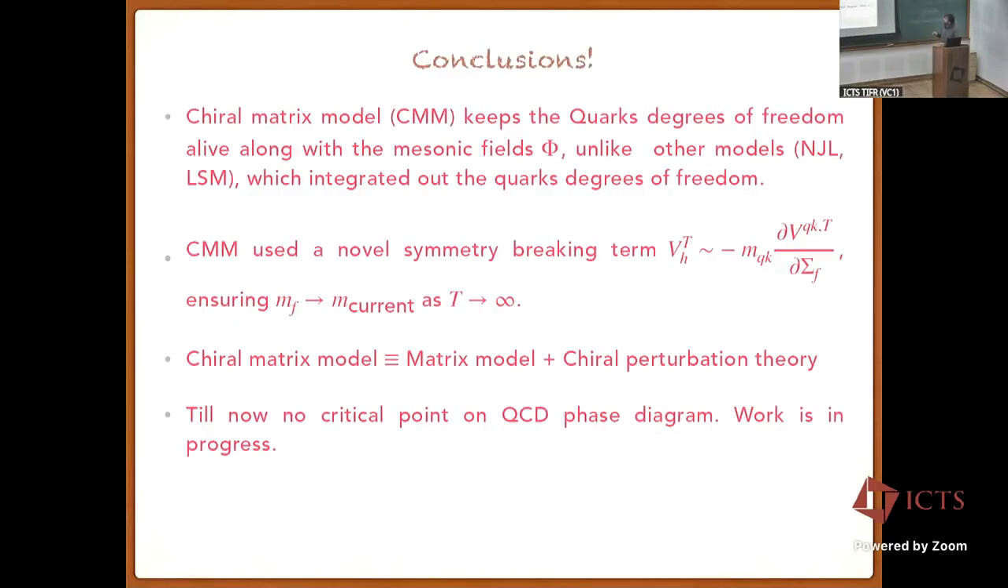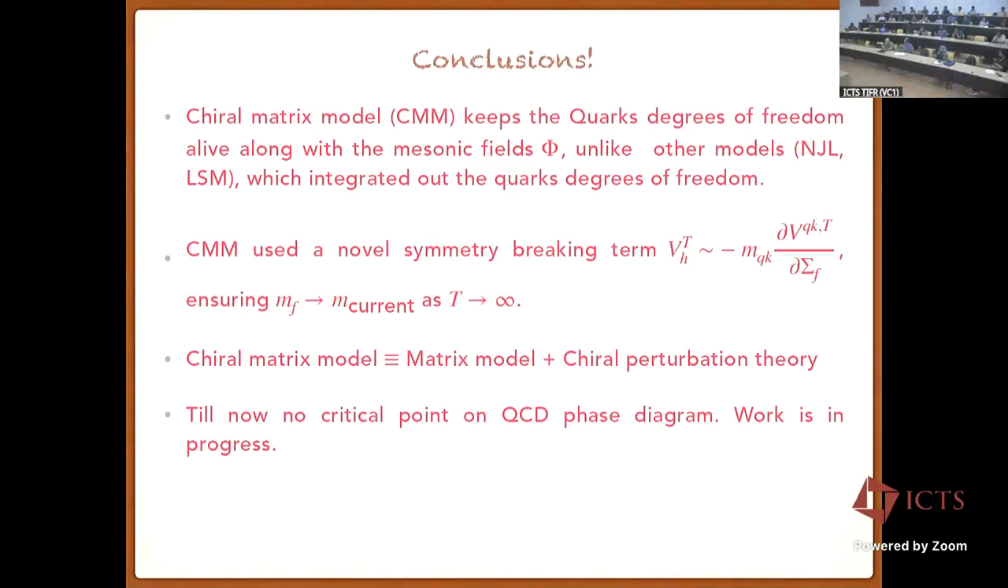So the conclusion is that in the chiral matrix model, we have some extra interaction between quarks and mesonic fields, and we also use this extra term which makes sure that at high temperature the quarks are not massless. We have some small mass. The analysis of this work is under process, so I cannot comment on that right now. Thank you.